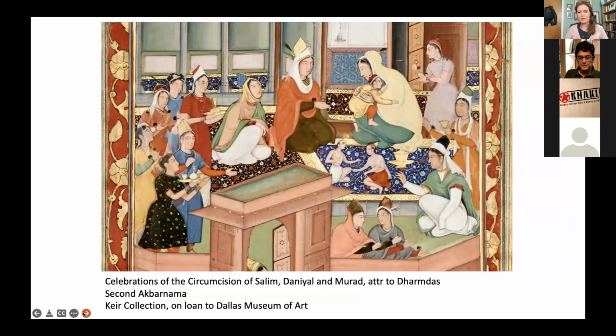A painting from the second Akbarnama is detached from that manuscript, which is mostly in the Chester Beatty Library. And this page, on loan to the Dallas Museum of Art, really captures the complex world of the imperial harem. So this is a page celebrating the circumcisions of Salim, Danyal, and Murad, the three sons of Akbar, who were all actually born within a very short period. Salim was born in 1569, and then Danyal and Murad were born in 1570 and 71.